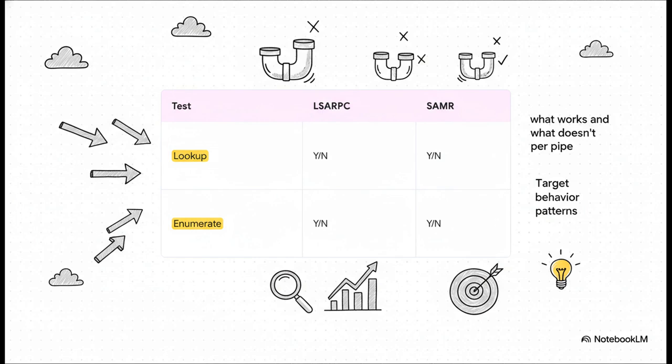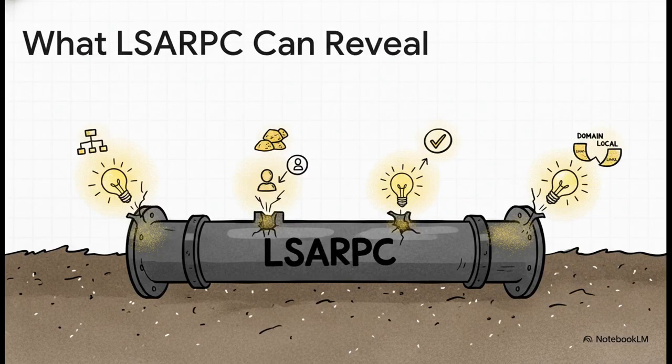You can literally make a little table like this in your notes for every target. Just keep track of what works and what doesn't for each pipe. This one simple habit turns random guessing into a scientific process, and you'll start to see the target's security patterns emerge. I mean, look at this.